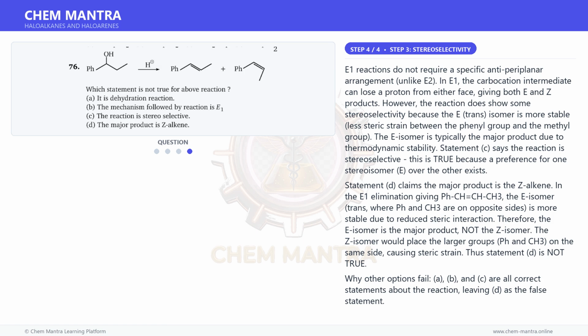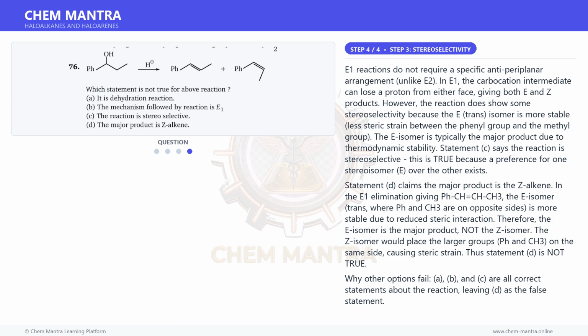In E1 the carbocation intermediate can lose a proton from either face, giving both E and Z products. However, the reaction does show some stereoselectivity because the E-trans isomer is more stable, with less steric strain between the phenyl group and the methyl group. The E isomer is typically the major product due to thermodynamic stability.